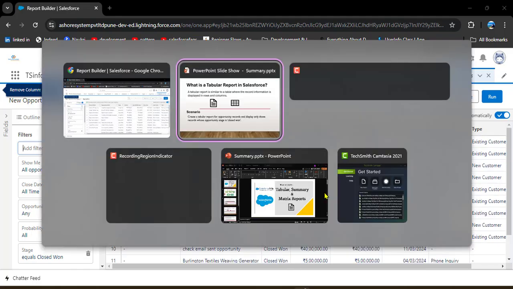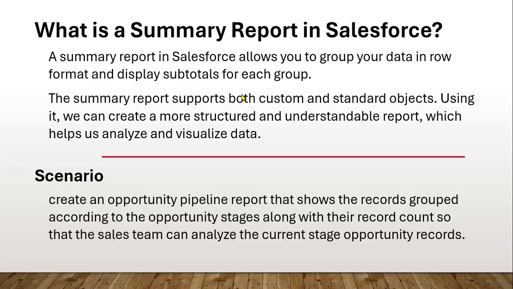Now we will see another report format, the summary report in Salesforce. A summary report in Salesforce allows you to group your data in row format and display a subtotal for each group. The summary report supports both custom and standard objects. Using it, we can create a more structured and understandable report which helps us analyze and visualize the data.